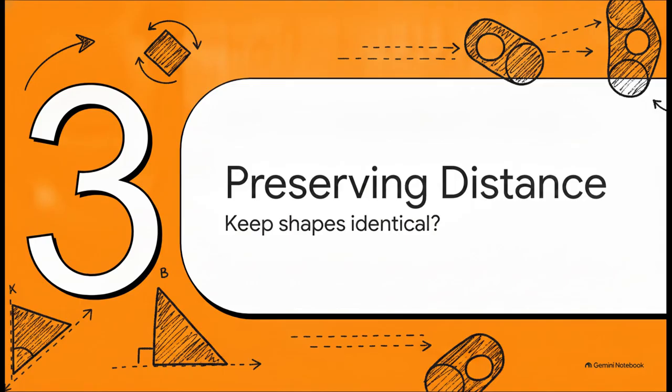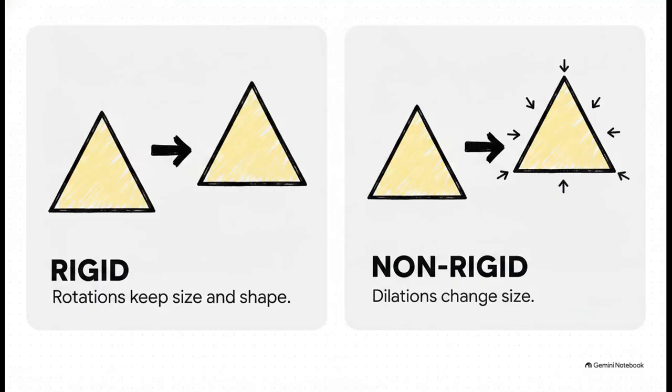Section 3. Misconception check. Preserving distance. Do all transformations keep shapes identical? So we really need to divide our transformations into two distinct categories, rigid and non-rigid. Let's compare our rotation, which is a rigid transformation, to the others. When you rotate a triangle, it perfectly preserves both the distance between its points and the exact measure of its inside angles. It's the exact same shape, just spun around. On the flip side, non-rigid transformations, like dilations or horizontal stretches, fundamentally alter those distances. A dilation scales the object up or down from a center point using a scale factor, which completely changes the side length.